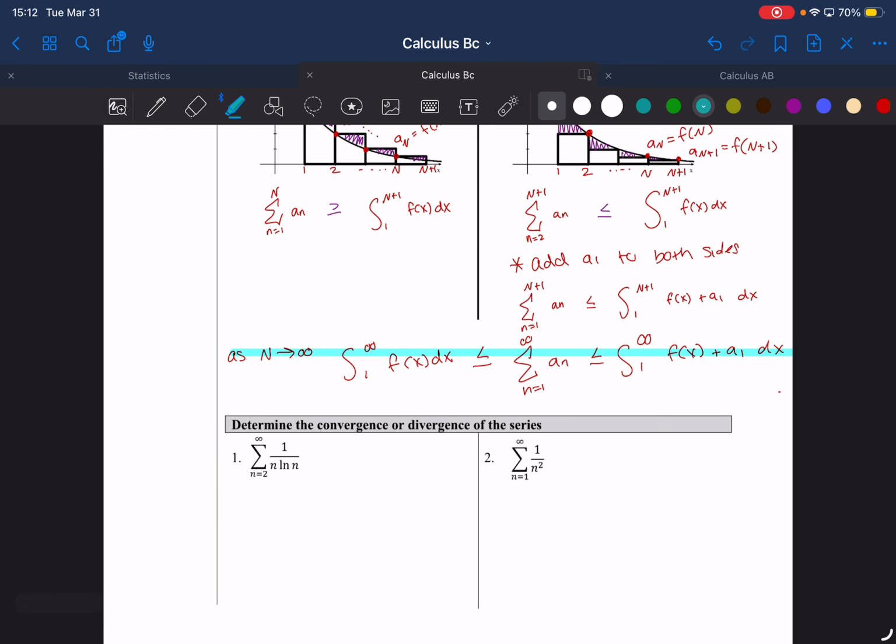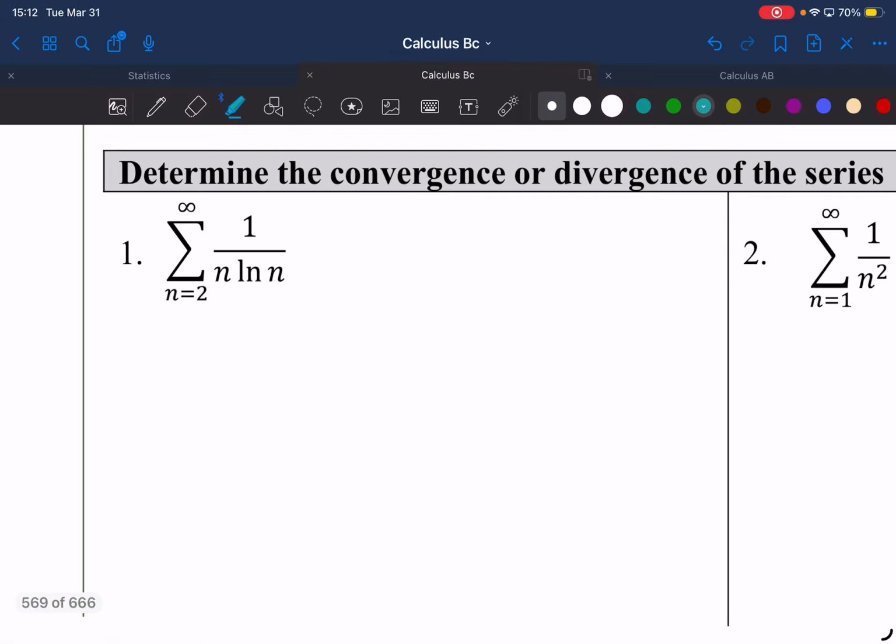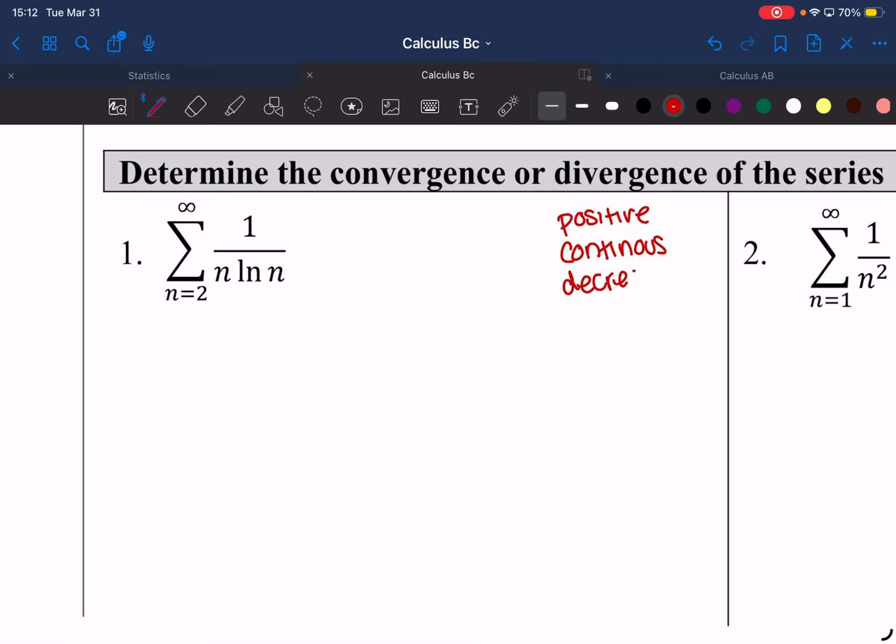Right. Okay. So now let's look at some examples. They only gave us 2 examples for this. So on the first example, we have the summation of n equals 2 to infinity of 1 over n times the natural log of n. Remember, our very first step is to double check if this function is positive, continuous, and decreasing.